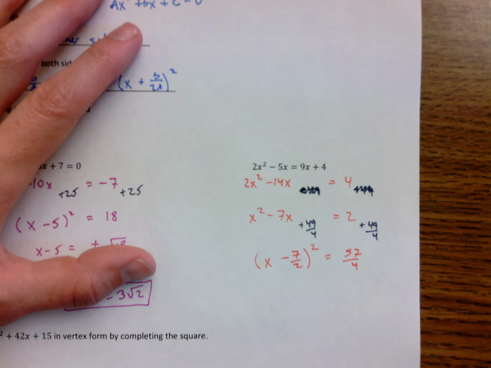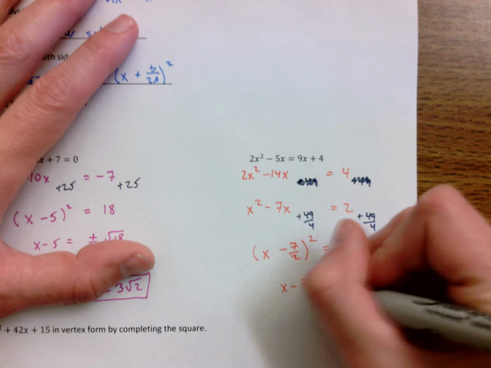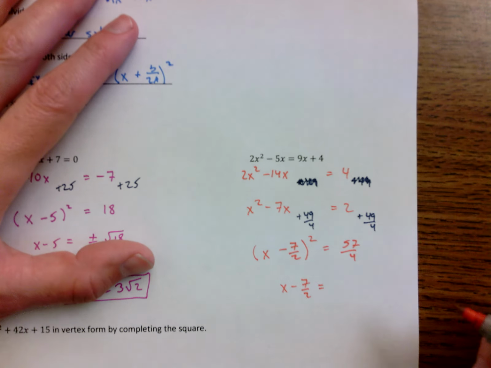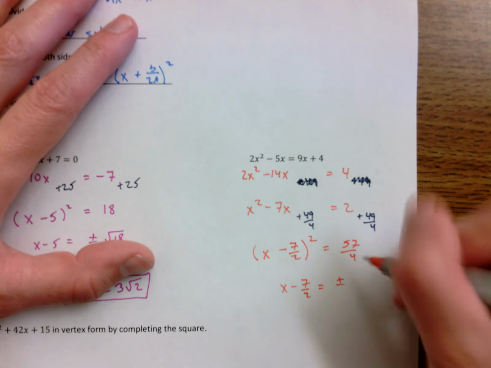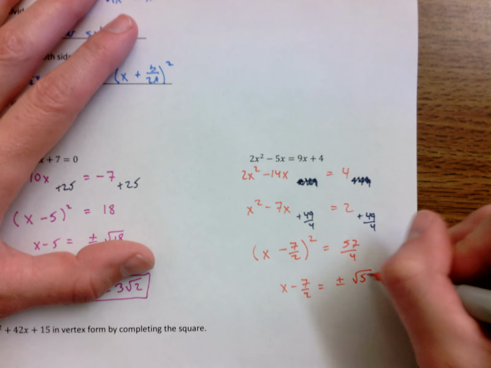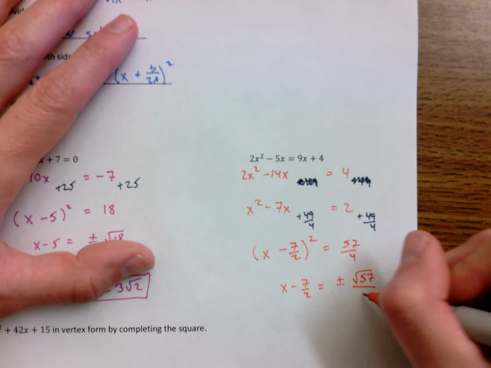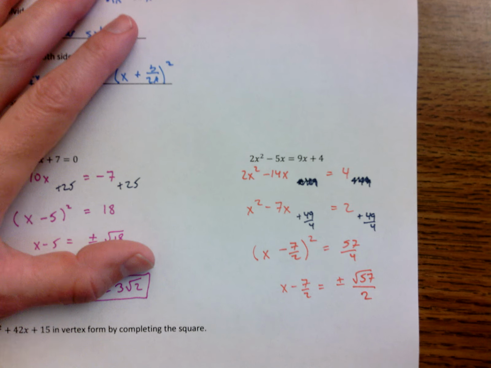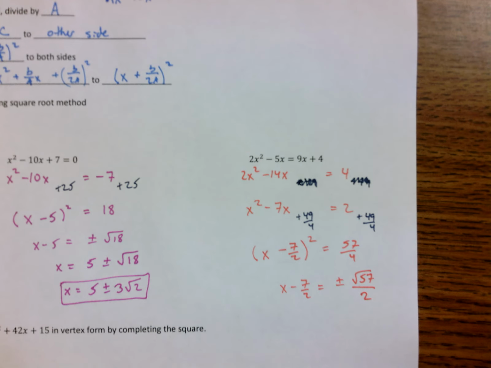Cool. Okay, so now I'm going to square root both sides. So that'll leave me with x minus 7 halves equals positive or negative. Top will have the square root of 57, but on the bottom, the square root of 4 is just regular 2, right? So that's convenient because I'm not going to have to rationalize anything. And the square root of 57 doesn't actually simplify.